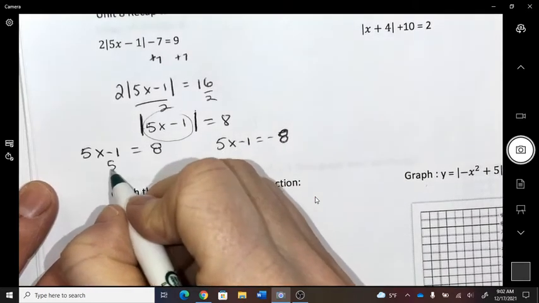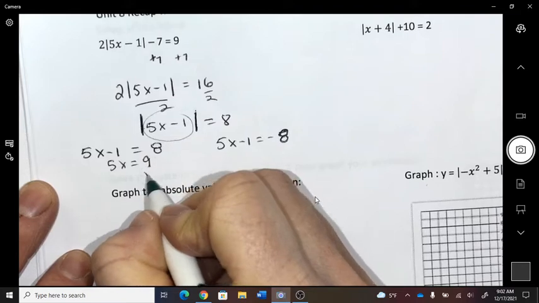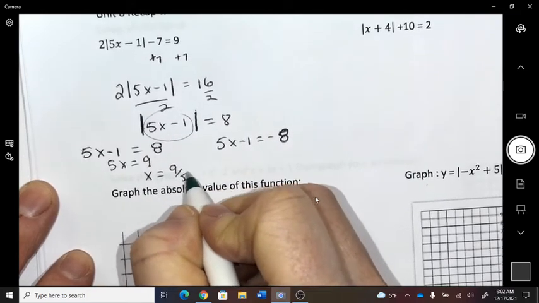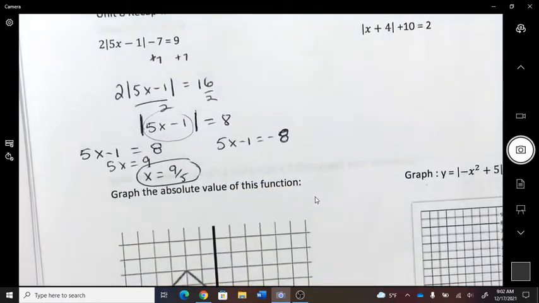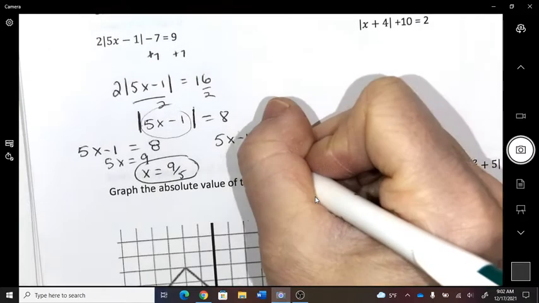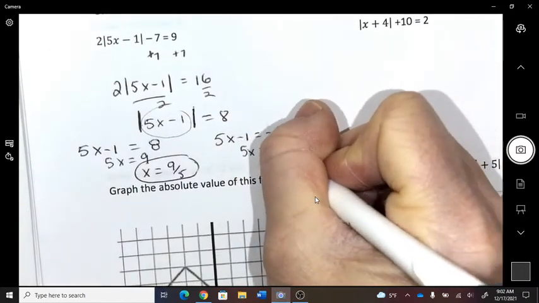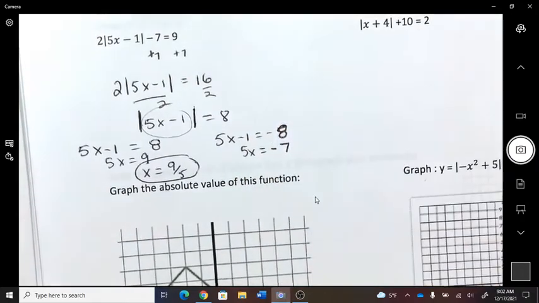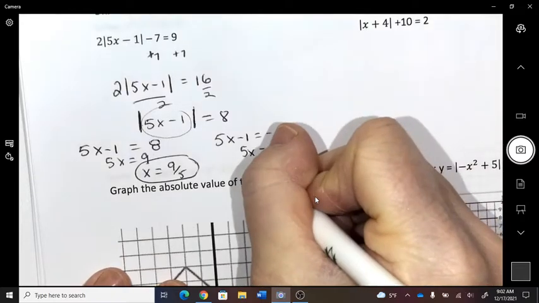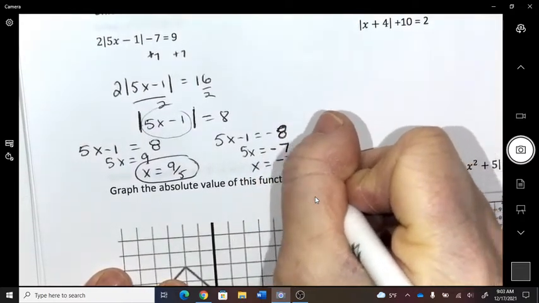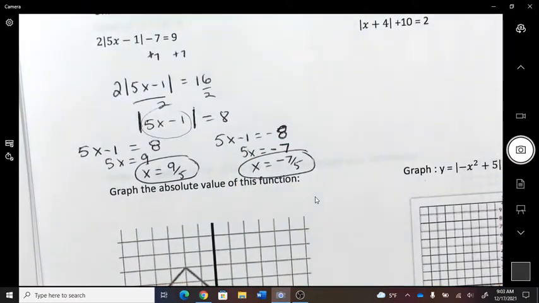Okay, so we get 5x equals 9. So x equals 9/5. On this one, 5x, be careful with your adding with negatives involved. -7. And did you get a fraction again? And we can just leave it like a fraction, and that's all good.